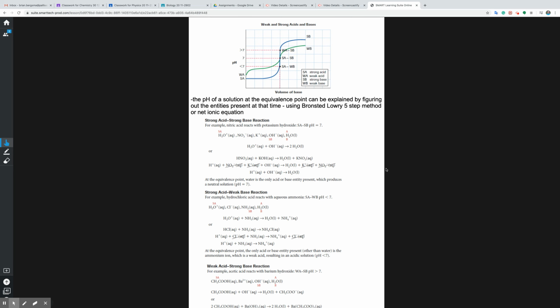So the pH of a solution at an equivalence point can be explained by figuring out the entities present at the time. What we did earlier with the 5-step method: write out the entities, find your strongest acid and your strongest base, write out their equation, and then you can find out what's actually happening here. Here are some different examples showing how to do that.